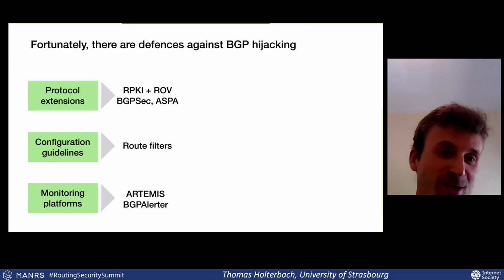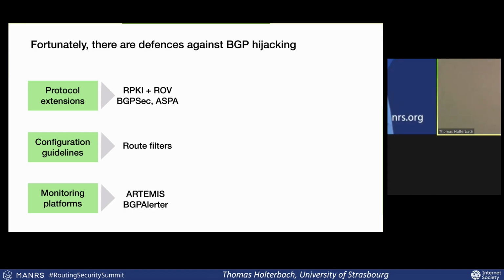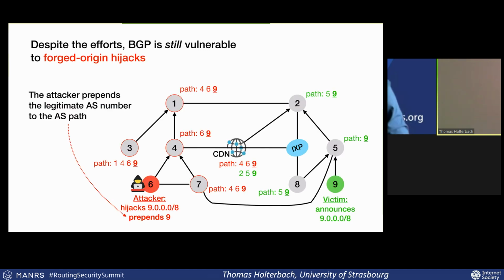For instance, you can use protocol extensions such as RPKI plus ROV, BGPsec, ASPA as well. You can use configuration guidelines as well, such as route filters. And finally, you can use monitoring platforms such as ARTEMIS or BGP Alerter. Well, this is useful, but despite these efforts, BGP is still today vulnerable to forged origin hijacks.